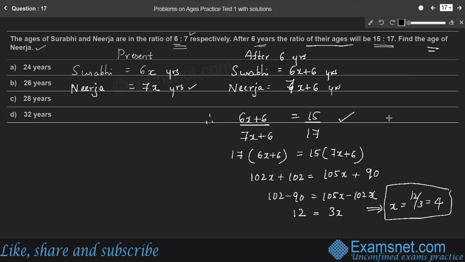So what is asked in the question? Age of Nirja. Nirja is 7x years old. So 7 into 4 is 28 years. Nirja is 28 years old. Hence option C is the right answer.